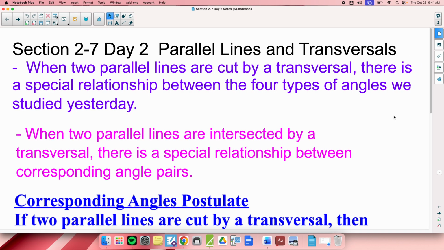We're going to talk about the types of angles that we talked about yesterday: corresponding, alternate interior, alternate exterior, and same side or consecutive interior angles. What we're going to do is learn some relationships about them, and then we're going to be given diagrams and we have to find missing angles. And then at the end, we're going to have to use algebra to solve for different variables.